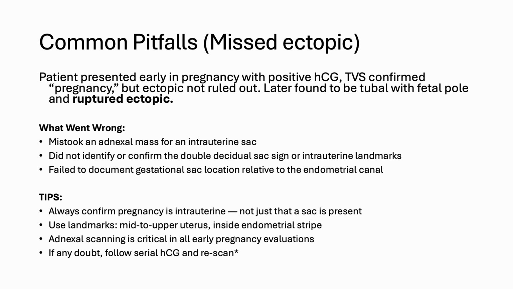That's why it's so important that when you are doing an ultrasound that you make sure, can you see the bladder? Can you see the cervix? Can you make sure that the baby is in the uterus? They failed to document a gestational sac location relative to the endometrial canal. And so it's always important that you confirm the pregnancy is intrauterine. Just because you see a baby and you see a heartbeat does not mean that everything is okay and you can go along your day. You need to make sure that it's in the right spot. You need to make sure there's not 2, and you need to use the landmarks. The adnexal scanning is critical in all pregnancy evaluations. And then if in doubt, get serial HCGs and rescan.